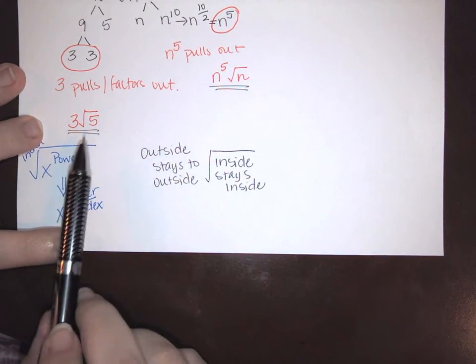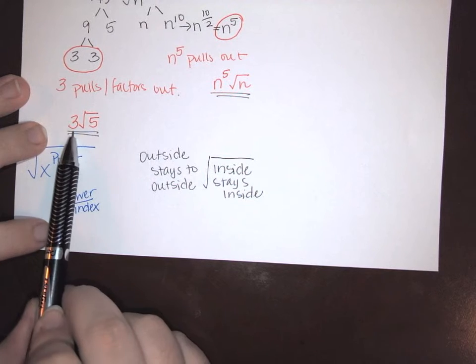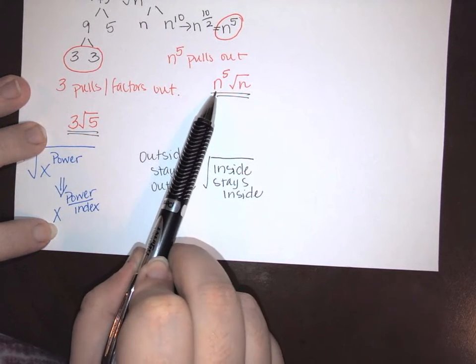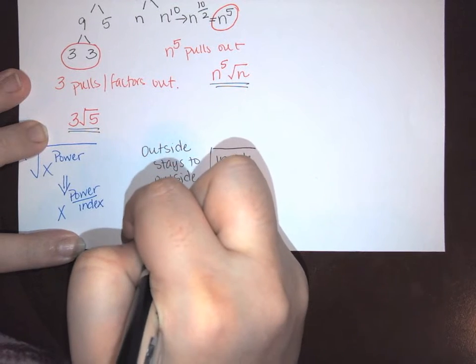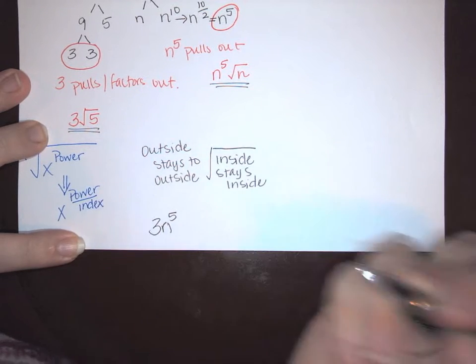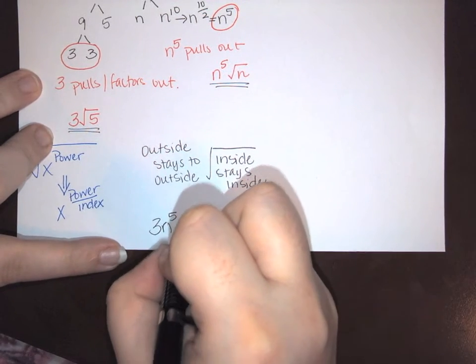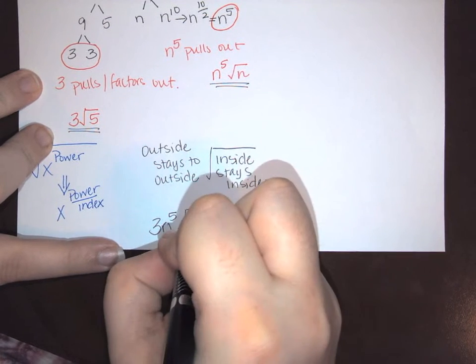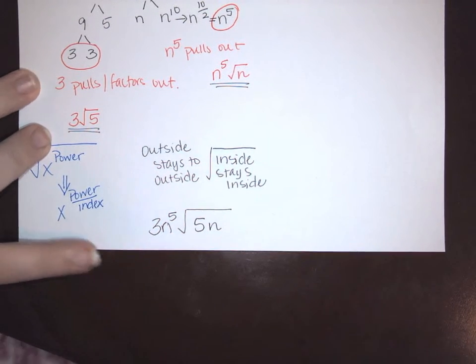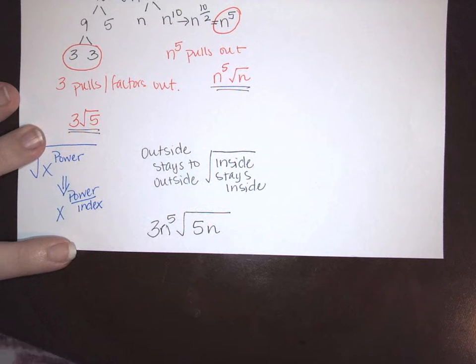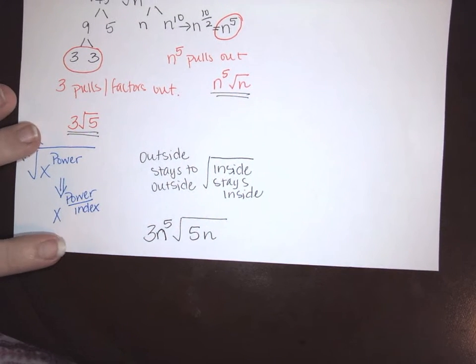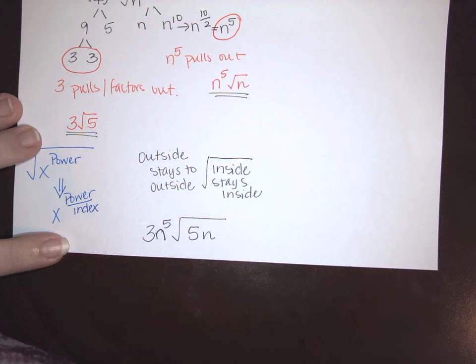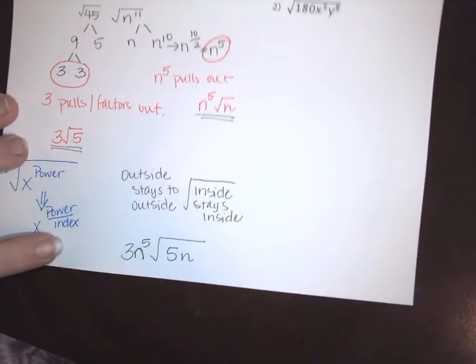Okay, so when I'm looking at these two terms here, my outsides are going to be 3 and n to the 5th. So this is going to become 3n to the 5th, and then I have the square root, and I'm going to have 5n on the inside. Okay, and so in a nutshell, that's essentially how we break our terms down. So let's go ahead and take a look at another one.